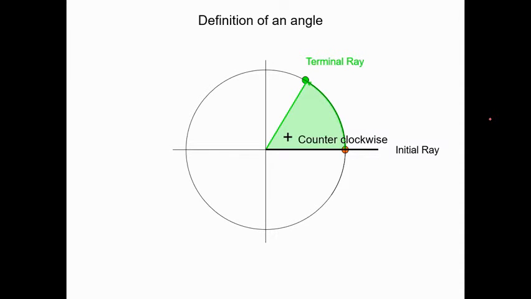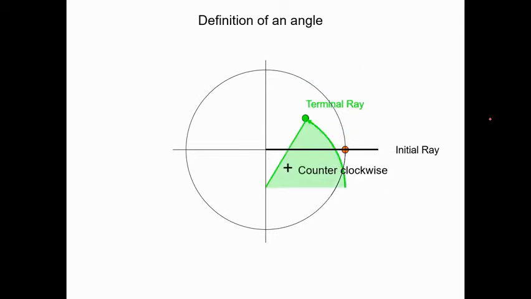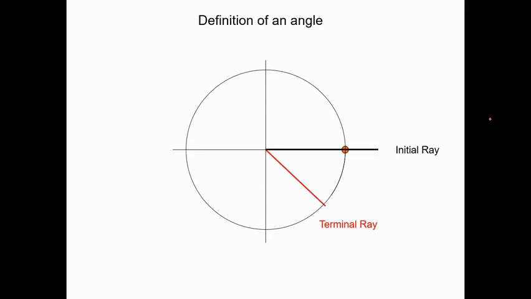Notice that going counterclockwise on the Cartesian coordinate system means that it is positive. Let's take a look at the other way. Again, we're going from the initial to the terminal ray, but this time we've gone clockwise. So remember, this is going to be a negative angle.